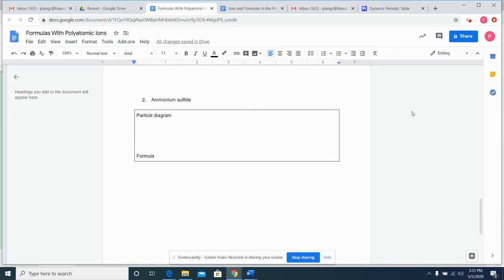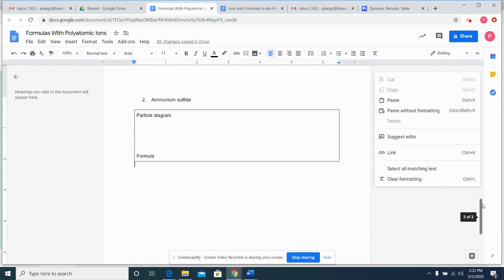All right, so I'm going to give you one more example of how to write a formula for a compound that contains a polyatomic ion. We're going to do ammonium sulfide. And to do ammonium sulfide, we have to remember that ammonium is a polyatomic ion.